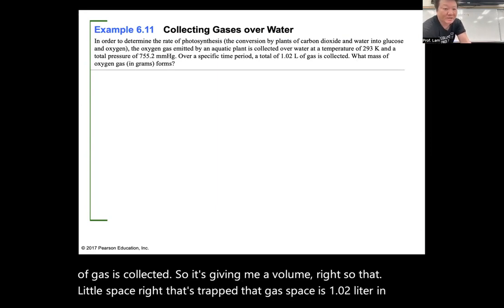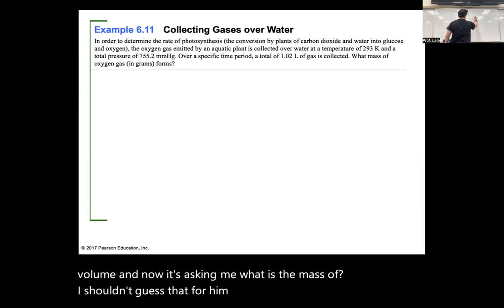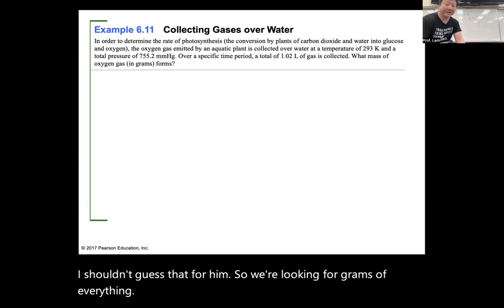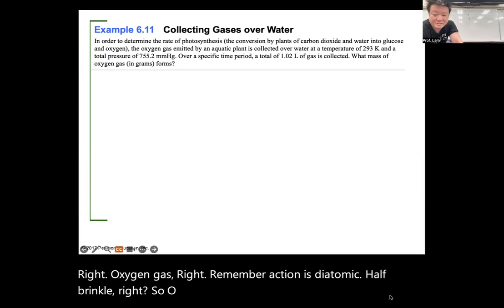Now it's asking what is the mass of oxygen gas that forms. So we're looking for grams of oxygen gas. Remember, oxygen is a diatomic, Hofbrinkel, so O2. Okay, so let's go to the board and we can figure this out.